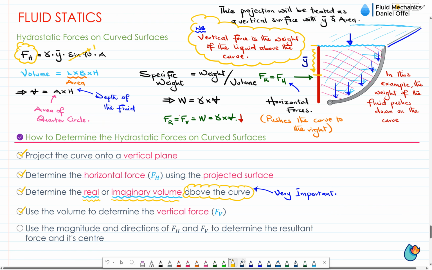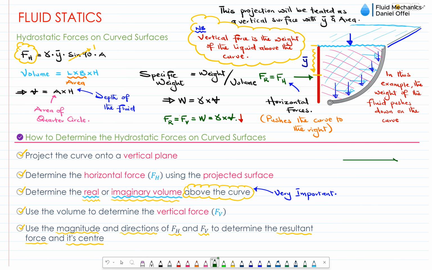Once we have been able to determine the horizontal force and the vertical force, then we can use the magnitude and then the directions of those forces to determine the resultant force and the center of pressure. So in this particular situation, we saw that the horizontal force is pushing the curve to the right, and the vertical force is pushing the curve to the bottom. So the resultant force will be somewhere in between them, and we can determine this resultant force by just using Pythagoras' theorem.